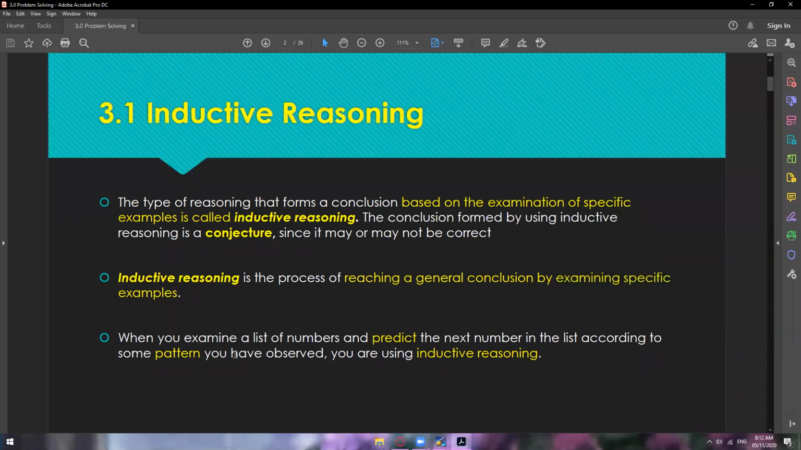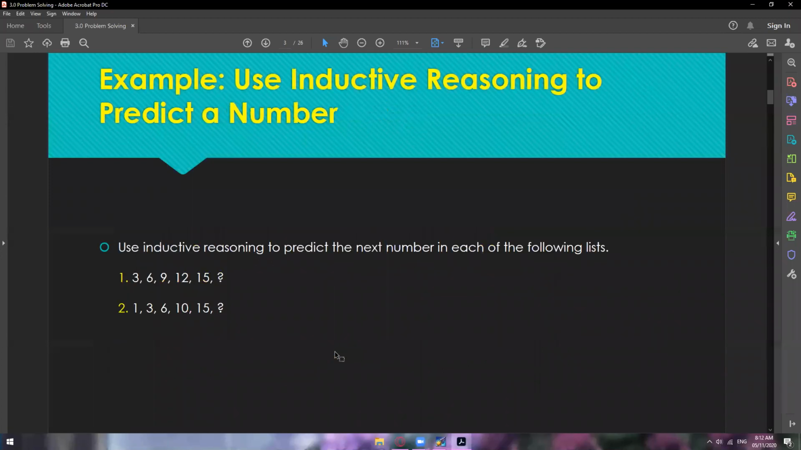When you examine a list of numbers and predict the next number in the list according to the pattern you have observed, you are using inductive reasoning. As long as you have a basis, which is just a data or an example, that is already inductive reasoning. Let's have an example for you to understand a little bit more.